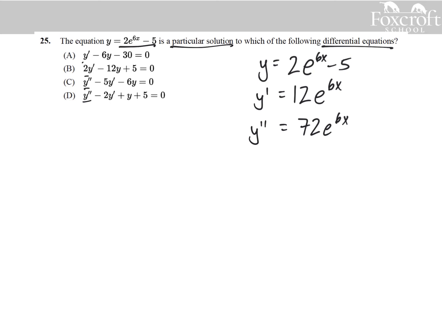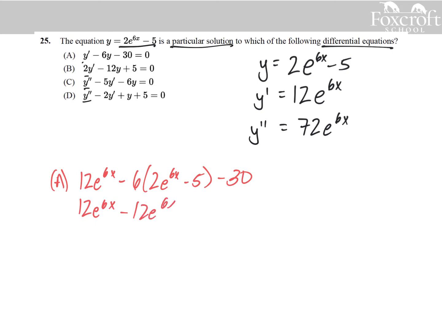So if we plug it into A, we get 12e to the 6x minus 6 times 2e to the 6x minus 5 minus 30. So I'm just plugging in those exact functions in. I want to see if this simplifies down to 0. And it looks like everything's going to cancel, and A should be the right answer.